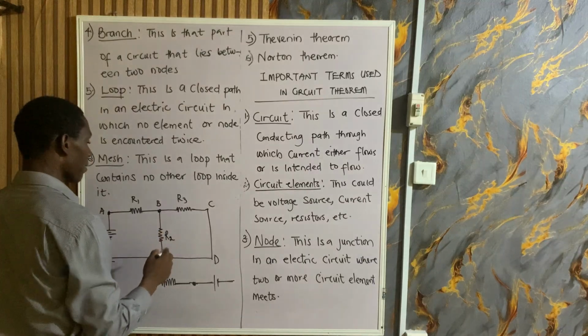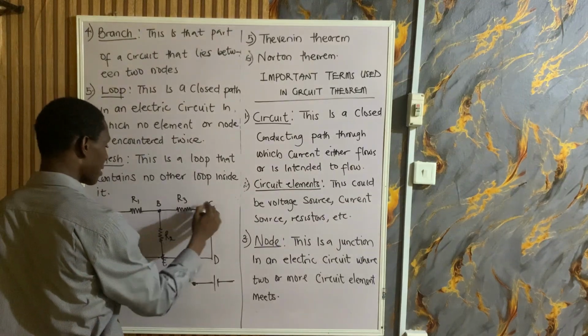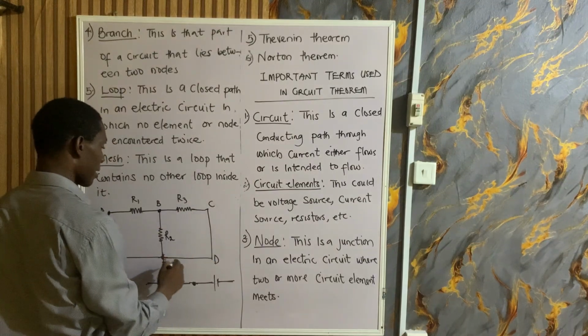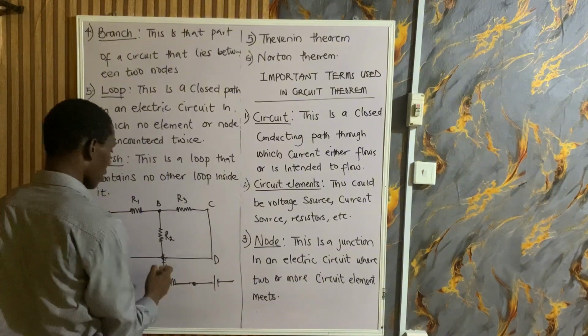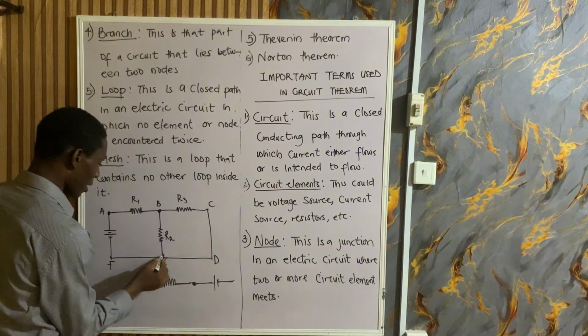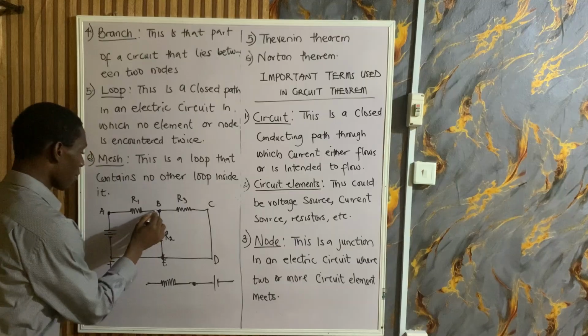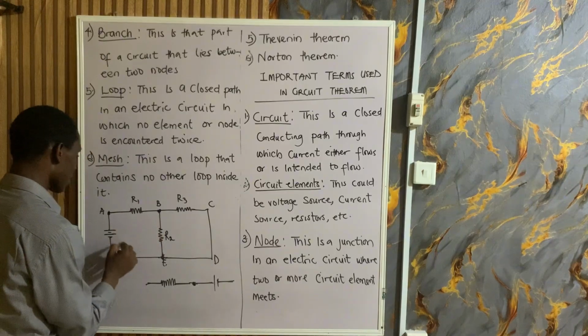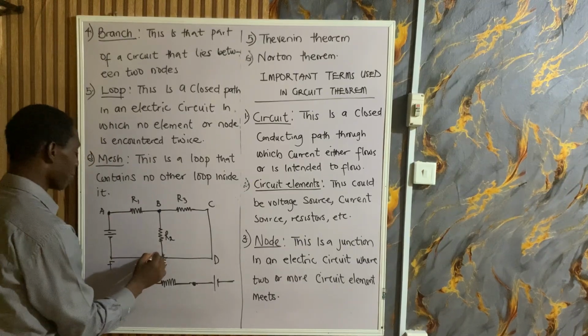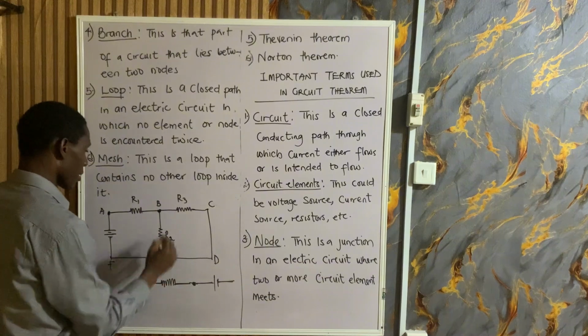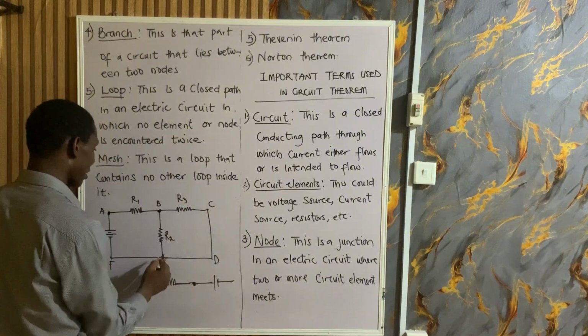Now take note that from here, B, C, D, E is a branch. From here to here is a branch, and from here to here, that is B, A, F, E, is a branch. So this is a branch, this is a branch, and this is a branch.